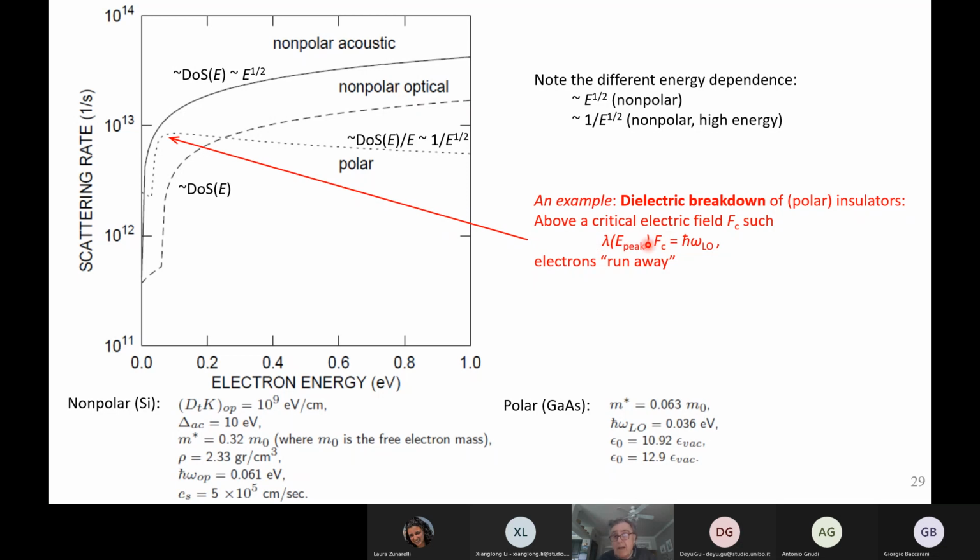Over this distance, it can gain energy from the field, and its energy will be lambda times F times an electron charge, if you wish. As long as the field is small enough, such that the energy gain between two collisions is smaller than the energy that the electron loses in a collision, you're okay. But if the field begins to be strong enough, it may so happen that a few electrons begin to gain from the electric field more energy than they can lose.